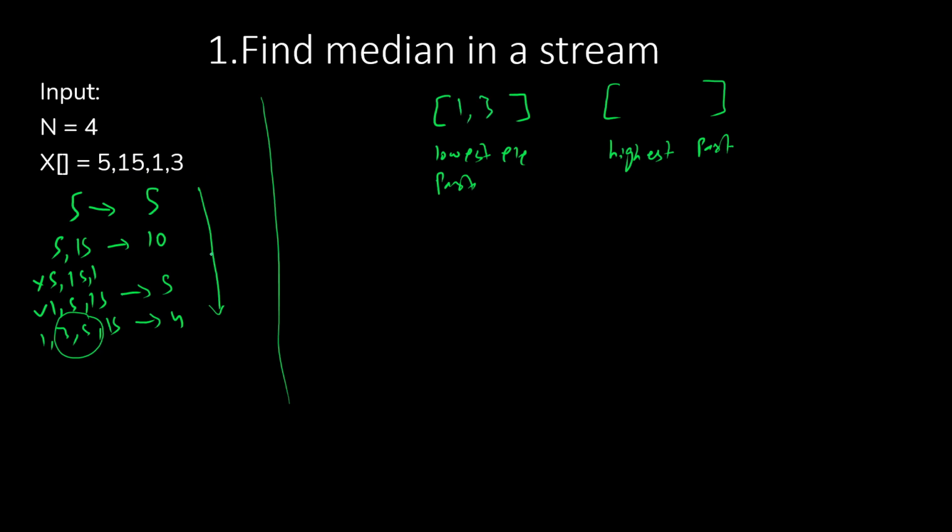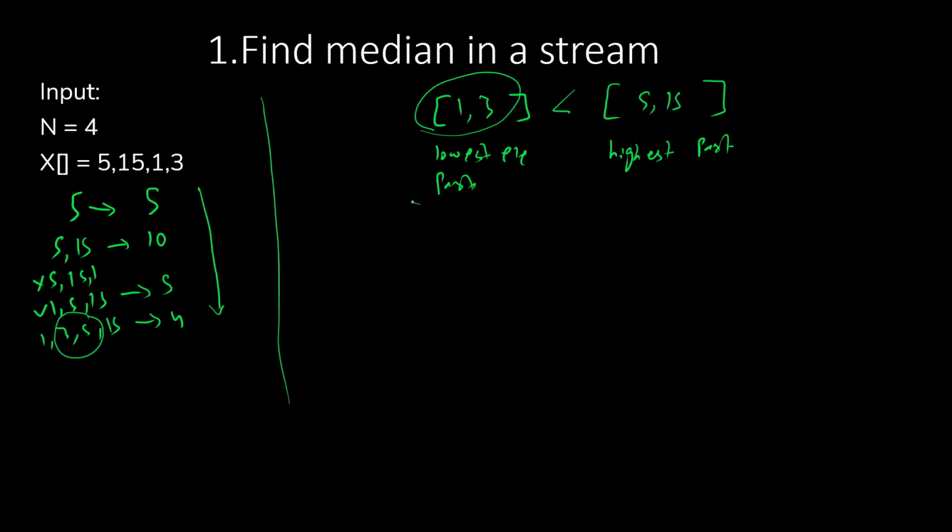This will be our final list after going through all the stream. So 1, 3 is there, then 5, 15 will be here, in sorted order. If you see, 1, 3 is the first half, which is lower than the right half. You see, 1 and 3 are lower than the right half. So this satisfies our condition: the lowest element part on the left and the highest element part on the right side.